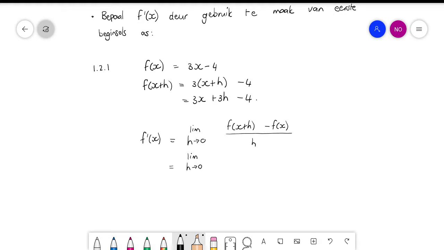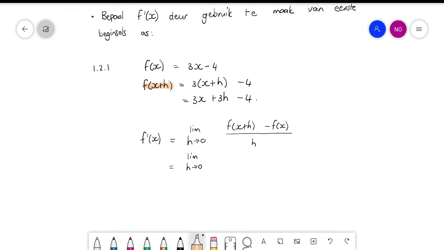Okay, moenie lui wees nie, skryf heeltyd daai limiet van h neig na 0 vir jou neer, because I promise you if you don't practice it, you're going to write it on the left-hand side of the thing, or you're going to make it look like a fraction, or you're going to do something that causes you to miss your notation mark. Good.